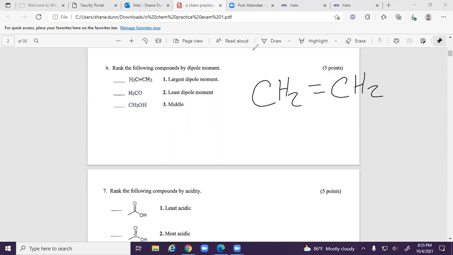If I could clone myself and play tug of war with myself, could I ever win? Yes or no? No. I have cloned myself and I'm playing tug of war with these electrons right here. I can never win because I am playing tug of war with myself. There is no dipole movement because it's the same thing bonded to each other. Make sense? Cool. So that's going to have the least amount of dipole movement because it's nonpolar pretty much.